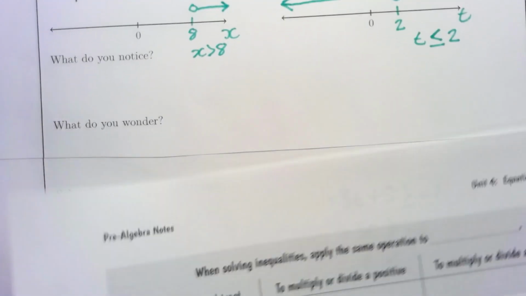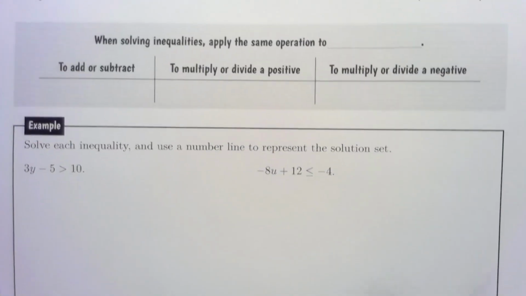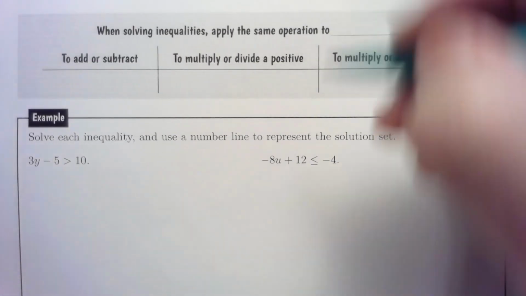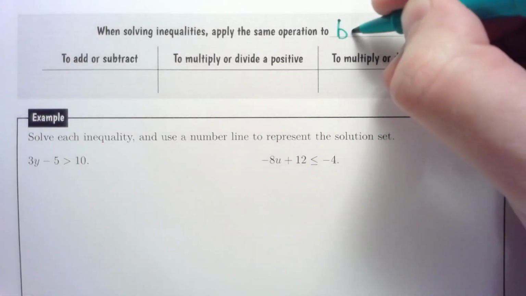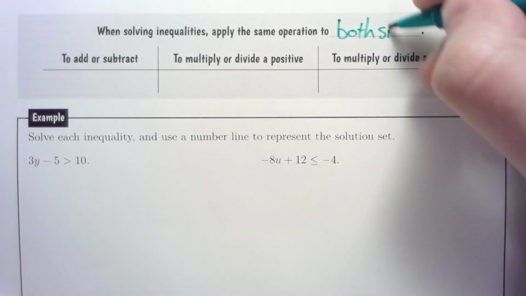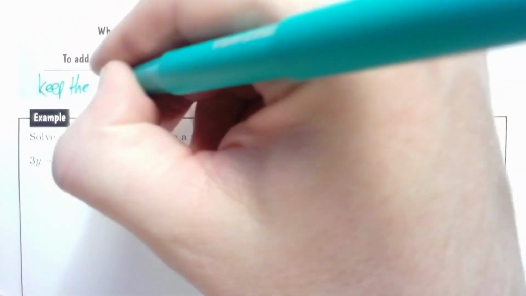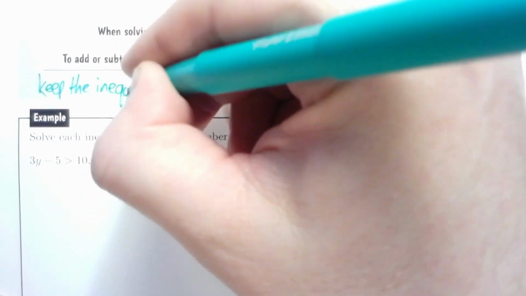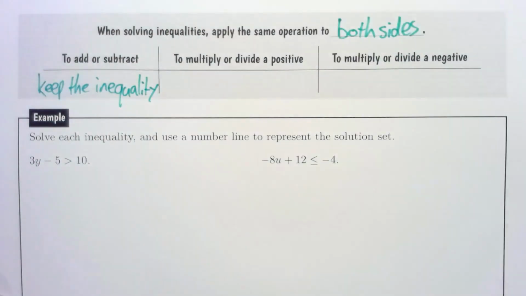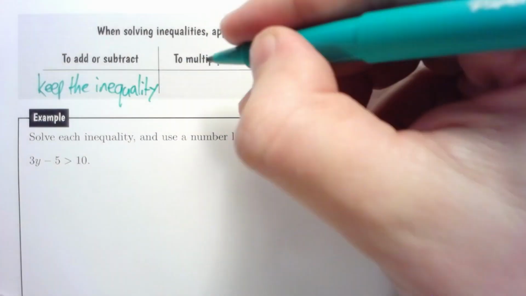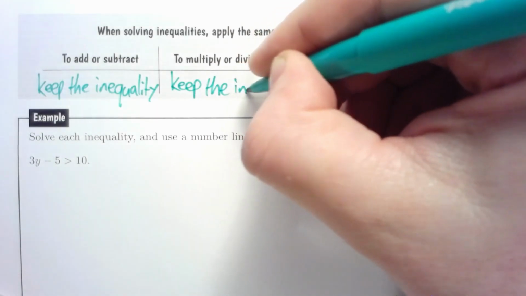Let's summarize this idea for how we should solve inequalities. Firstly, whenever we apply an operation, we have to do the same thing to both sides. That's just like we do with an equation. Now, if we're adding or subtracting, there's no change of direction, so we just keep the inequality. If we multiply or divide by a positive number, again, there are no changes in direction, so we keep the inequality.